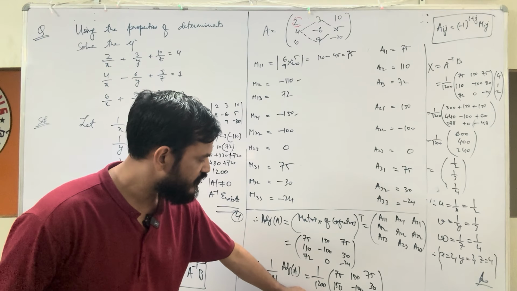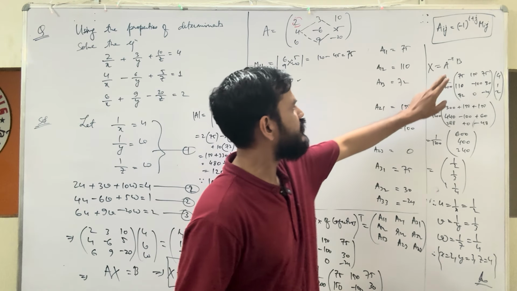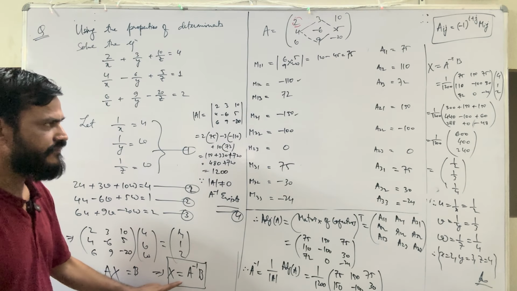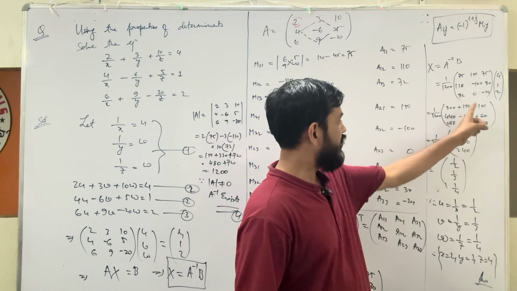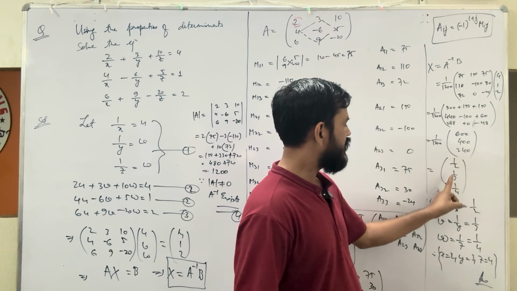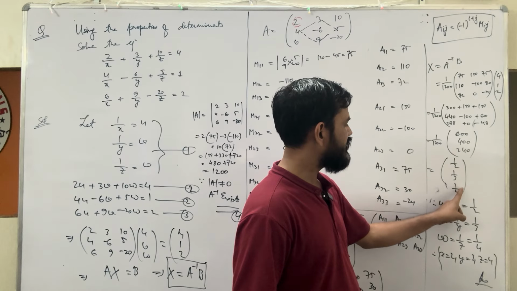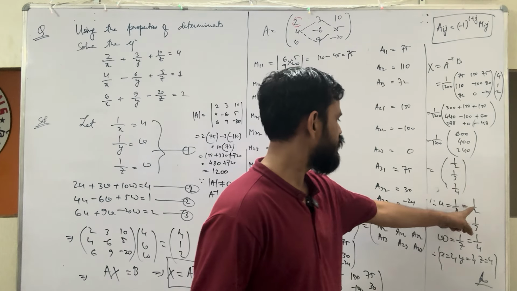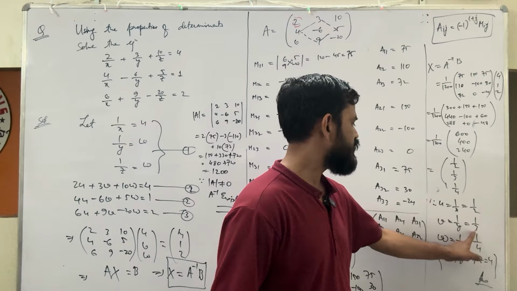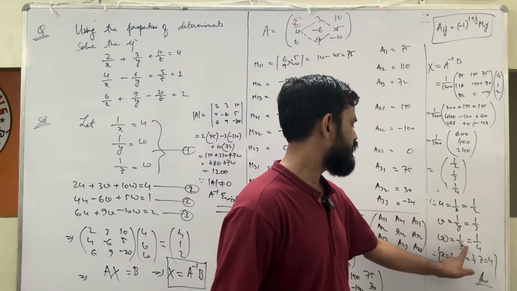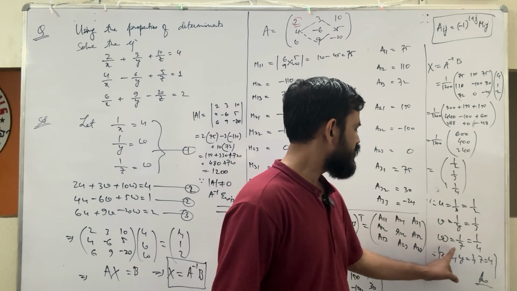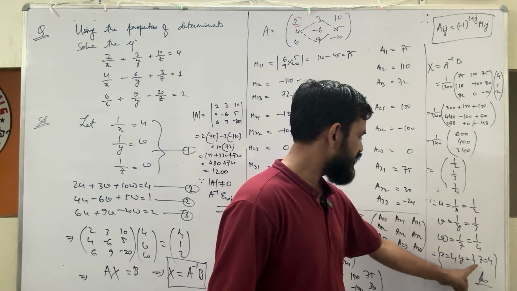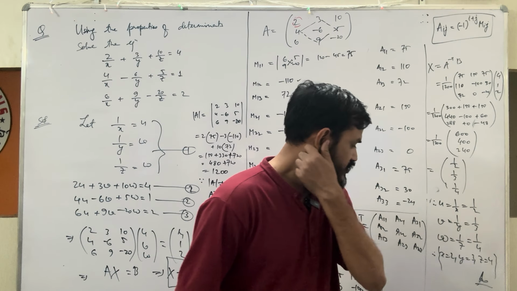So we divide by 1200 and then we find x equal to A inverse B as per this equation. So if you multiply, we get A inverse B as 1 by 2, 1 by 3, 1 by 4. So u becomes 1 by 2, which is 1 by x, v becomes 1 by 3, which is 1 by y, and w becomes 1 by 4, which is 1 by z. So x, y, z comes out to be 2, 3 and 4. So that's how you solve.